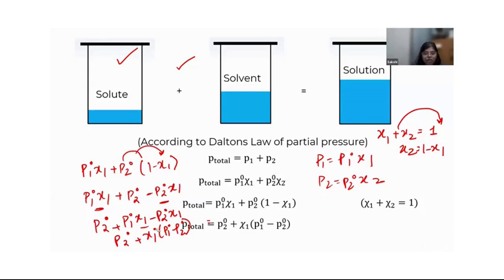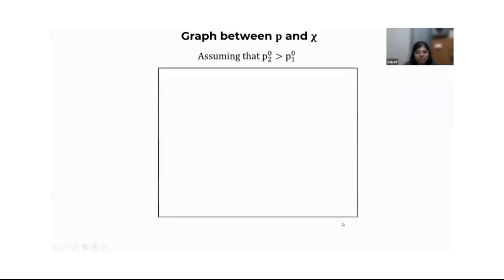So this is the formula of Raoult's law, which we will use to solve numericals. This is the final formula, that is P total is equal to P2 naught plus X1 into P1 naught minus P2 naught. Let us see how this formula changes or what happens. Okay. So let us understand the graph of Raoult's law.